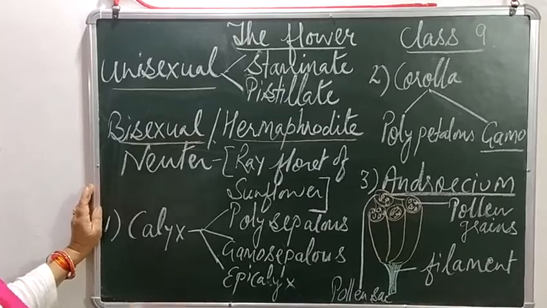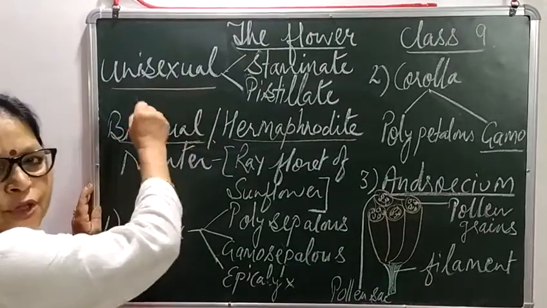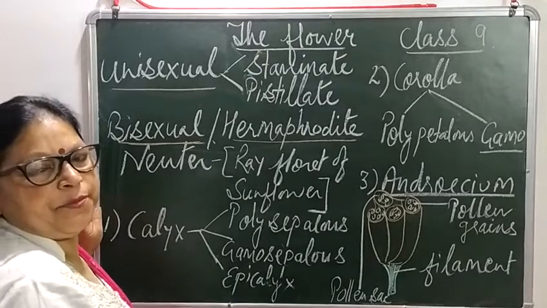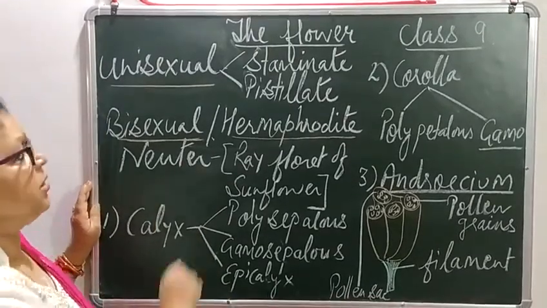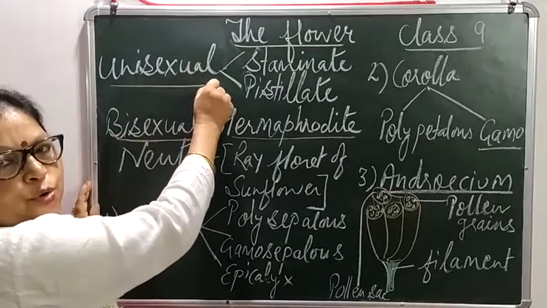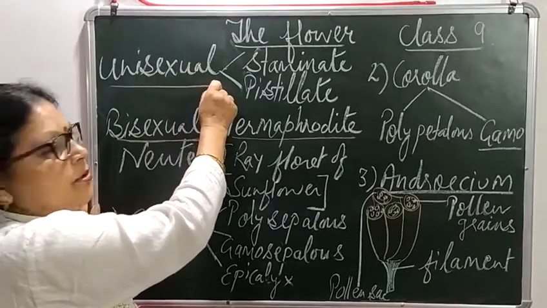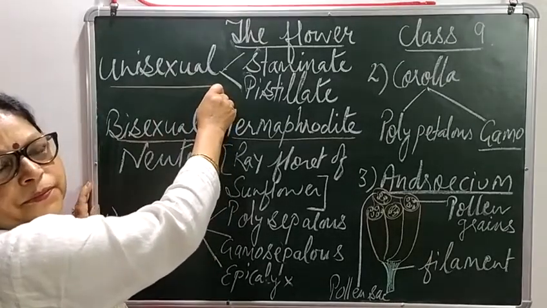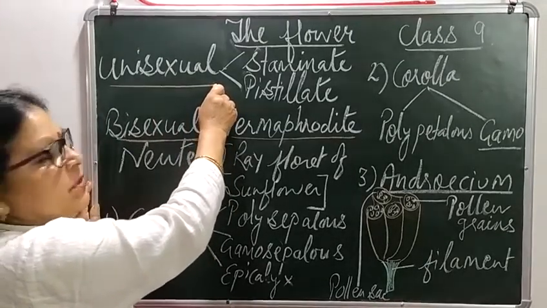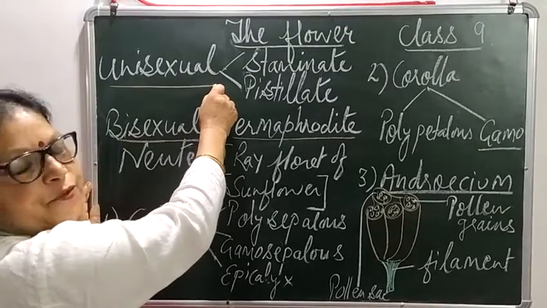In a flower, if any of the reproductive part, that means male or female, is lacking, is missing, this is called unisexual, only one reproductive part. This is called unisexual flower. Pumpkin, cucumber, these are unisexual flowers. These are examples of unisexual flower.